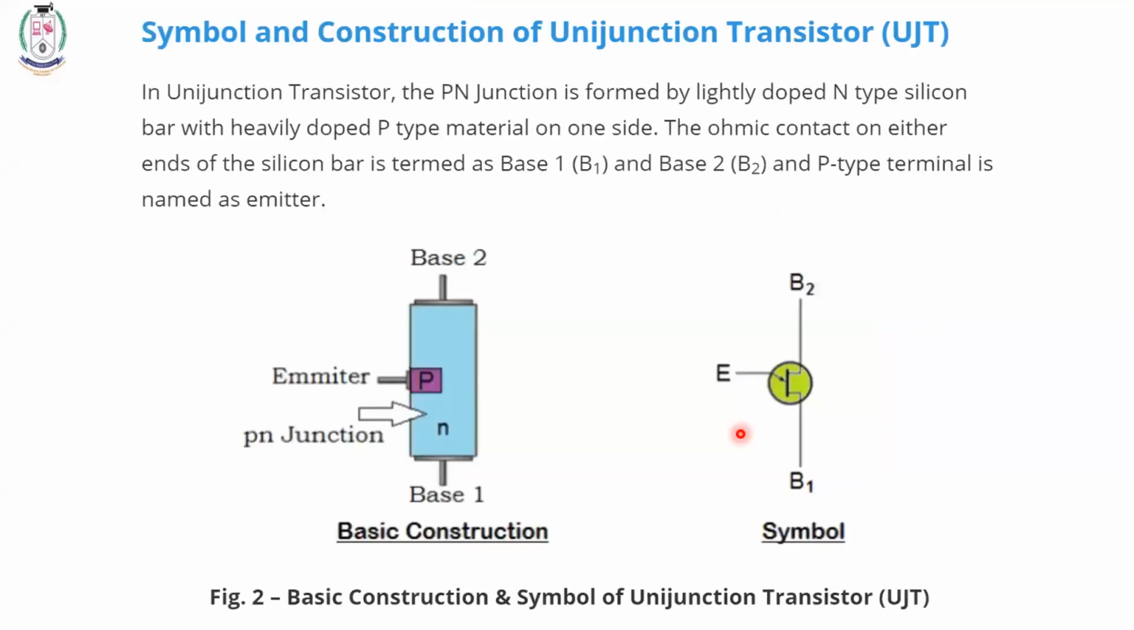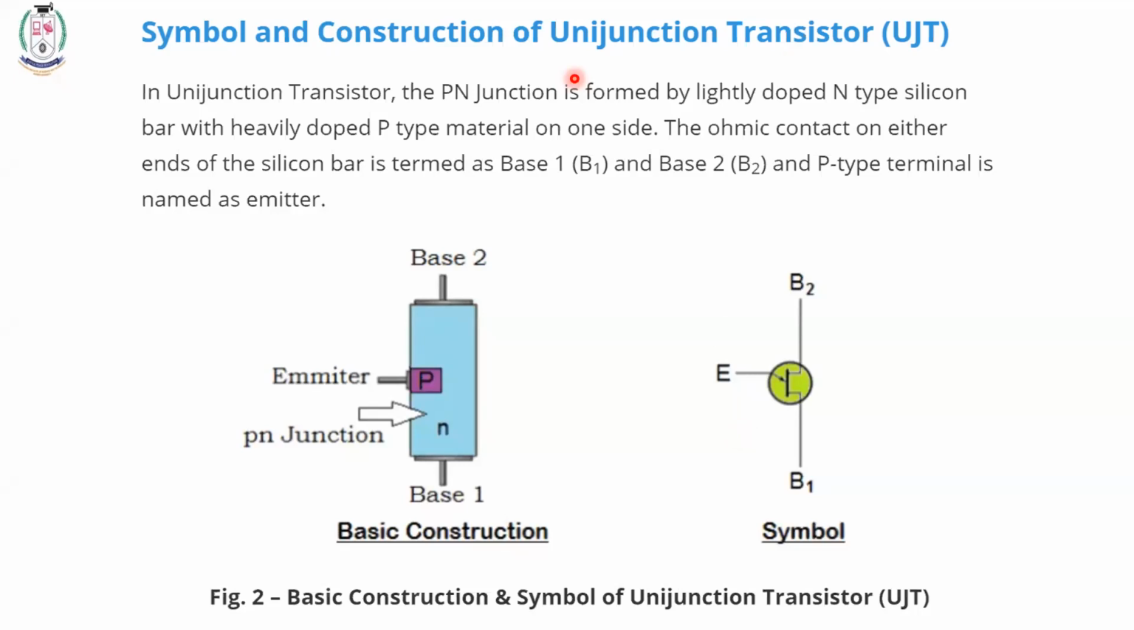Okay, now we will enter into UJT. While we are discussing the semiconductor family, we have three families: diode family, transistor family, thyristor family. So UJT also comes under which family? From the name itself, you can say which family. Yes, transistor family. Okay.